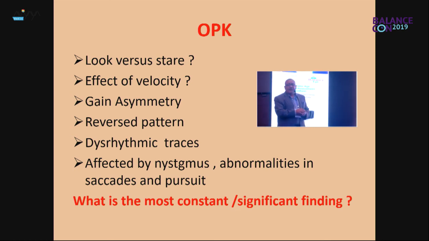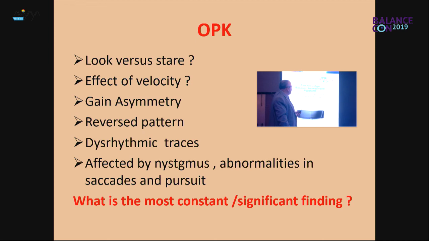Rhythmic traces. If you find too much irregularity, that comes sometimes with a central lesion. Same like saccadic pursuits, it can show also on the optokinetic. You have very dysrhythmic and irregular responses. Optokinetic response can be affected by nystagmus, abnormalities in the saccade and smooth pursuit.